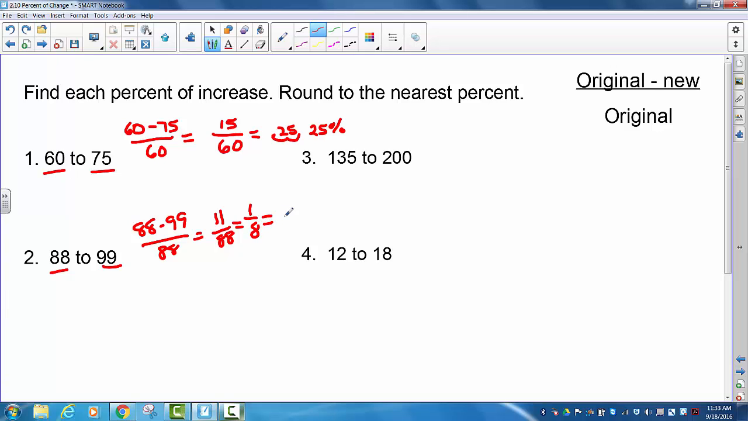You divide 1 by 8 and you get 0.125. Move the decimal over 2 places and you get 12.5%. But the directions say round to the nearest percent, so this will round to 13%.